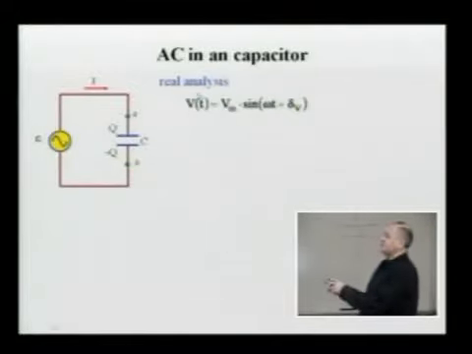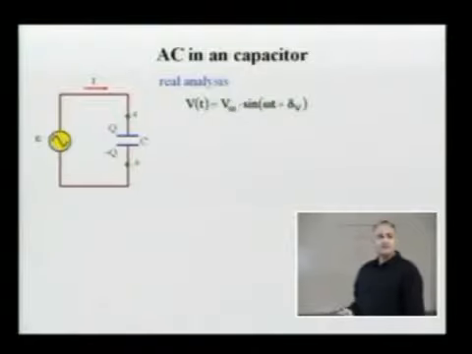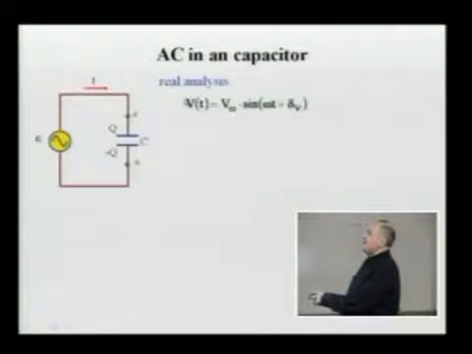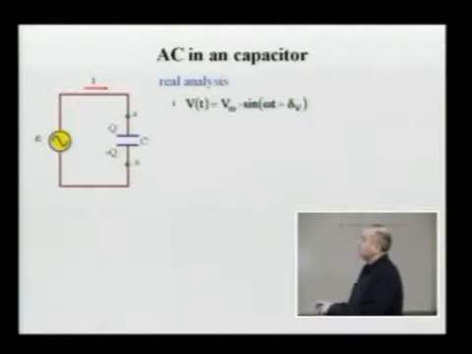So this time I will start actually not from the current but from the voltage, because that way I will calculate derivatives rather than integrals. So if I write now voltage at instant t to be equal peak value of the voltage times sine of angular frequency plus initial phase, how do I get current from that? What do I have to do to that? Differentiate it.